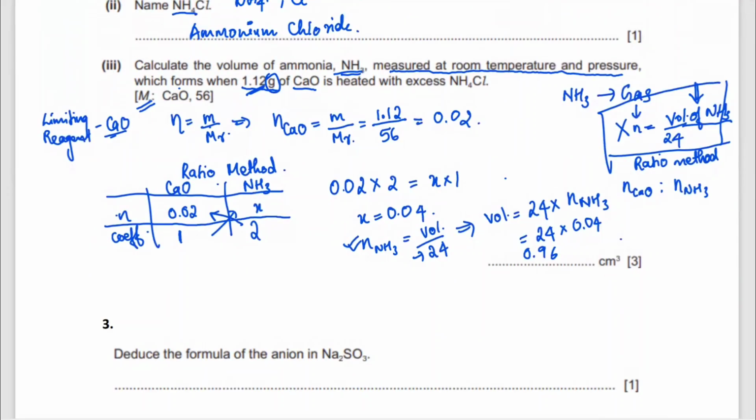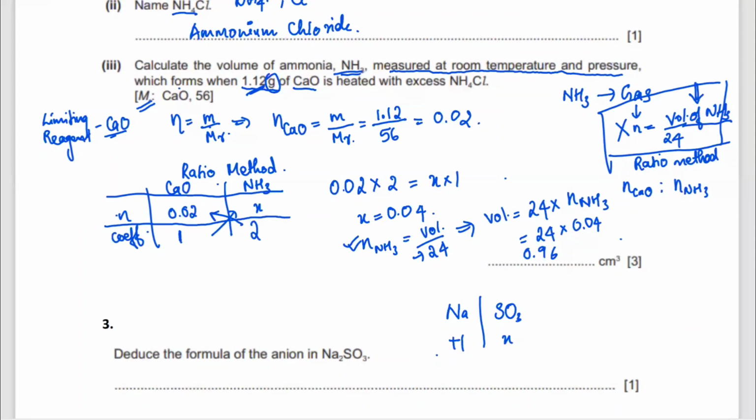Moving on to the next question. Deduce the formula of the anion in Na2SO3. In order to find the formula of an ionic compound, we use the crisscross method, wherein we write the cation, that is Na, and the anion, which is SO3. We'll write the cation and anion separately, and then write the charge of the cation and anion respectively. Over here, Na belongs to group 1, so it has a fixed oxidation state or charge, which is +1. For SO3, we don't know the charge, so we can put it as X.